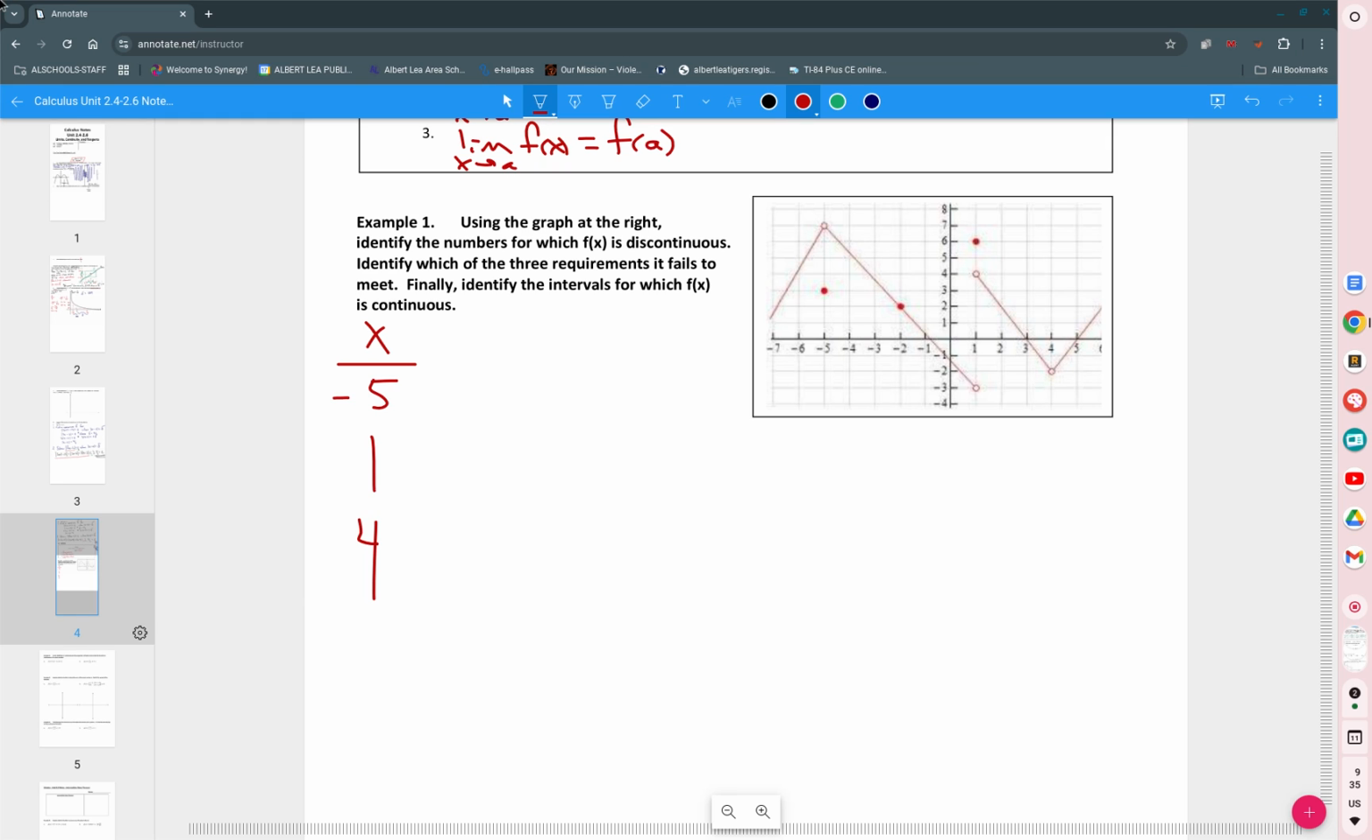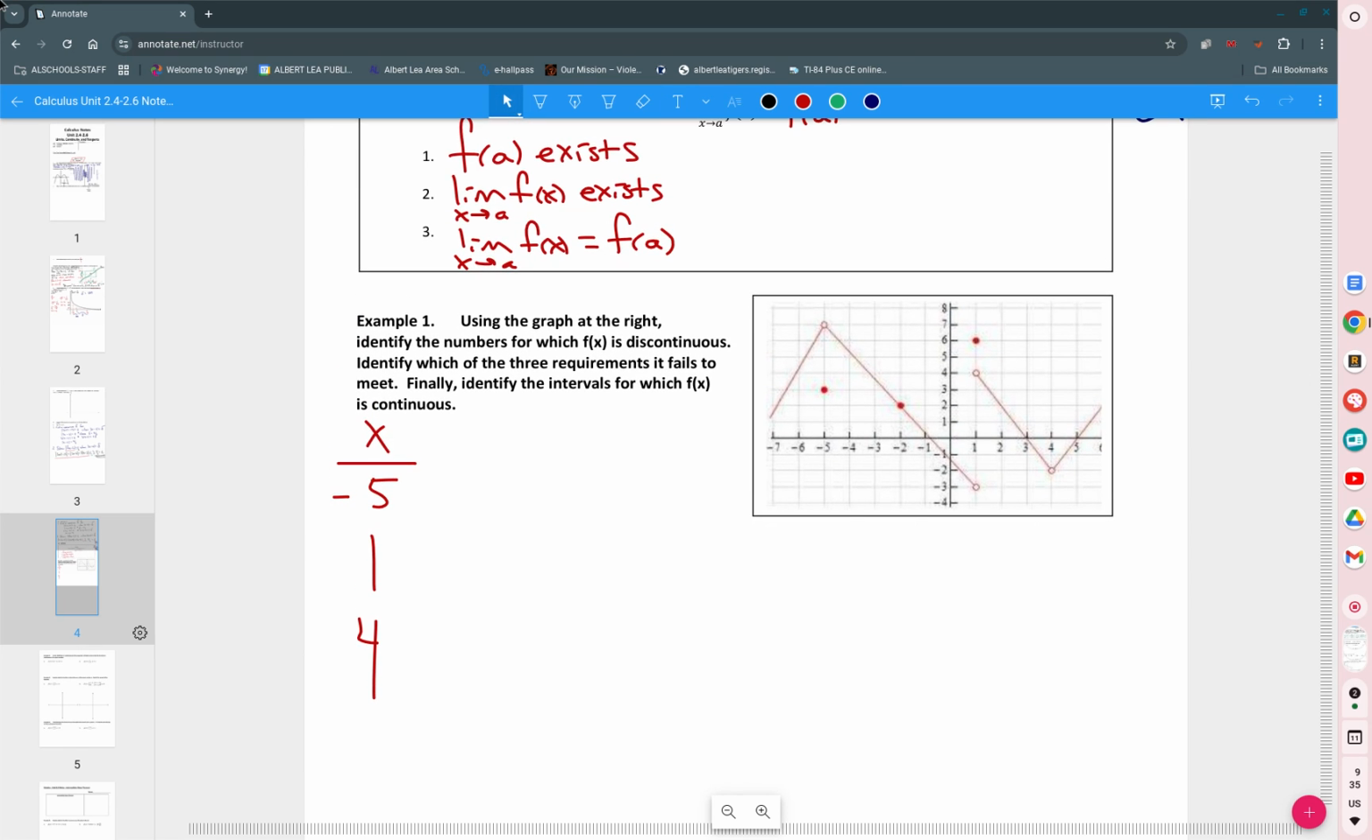The second thing you're going to have to do, which is just a little bit more critical, is identify why it is discontinuous. And you go through the process of the test that we have up above. Please start with number 4 for me. We start at the very beginning, which says, does f of a exist? If I plug in 4, is there an output? No. So this one fails. So 4 fails.